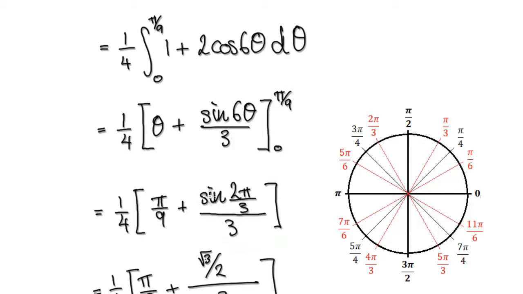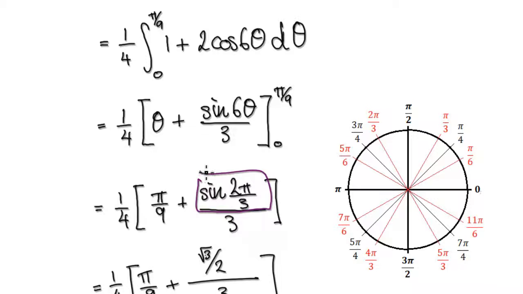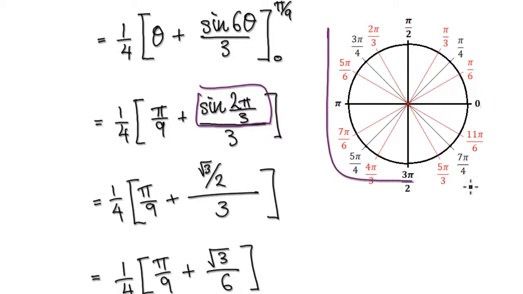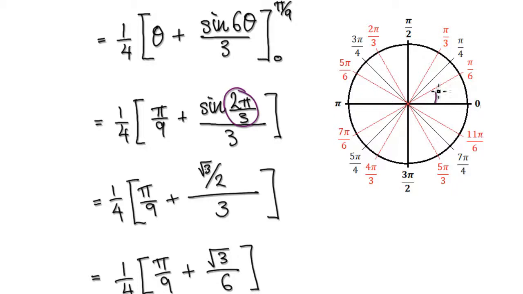So what is this block here? To work out that block, look at your circle. The angle 2 pi over 3 is right here. When you're talking about sine, you are talking about the height. That's the same as this height here. So I'm going to imagine this to be an equilateral triangle of 2, 2, 2. Cut it down the middle.